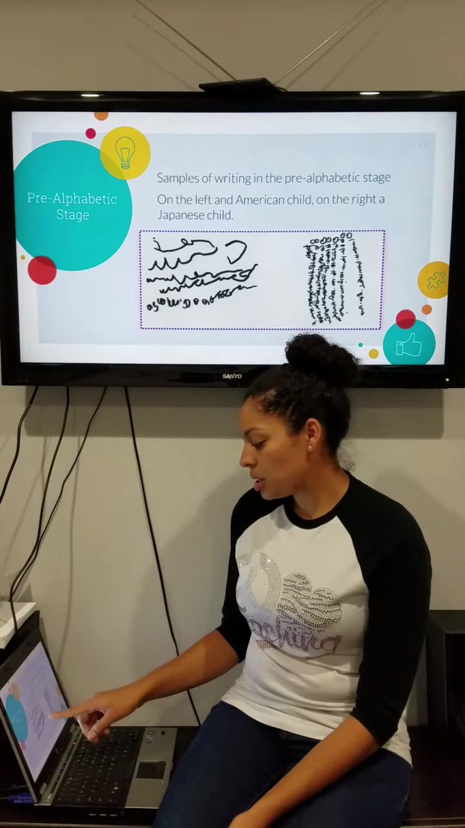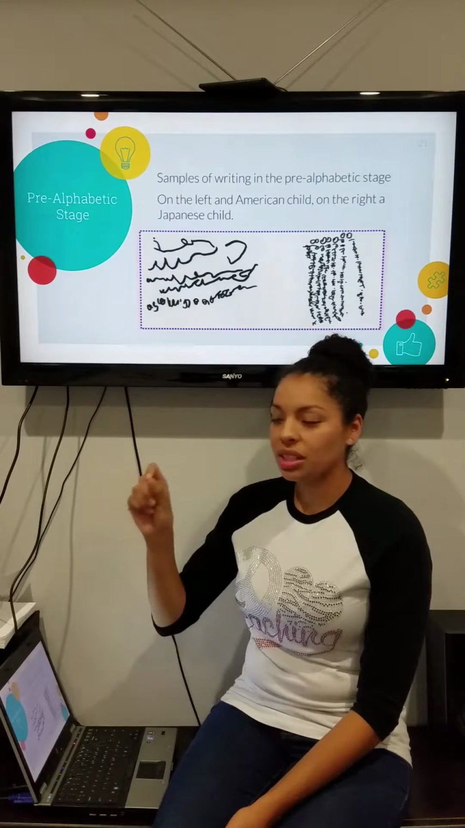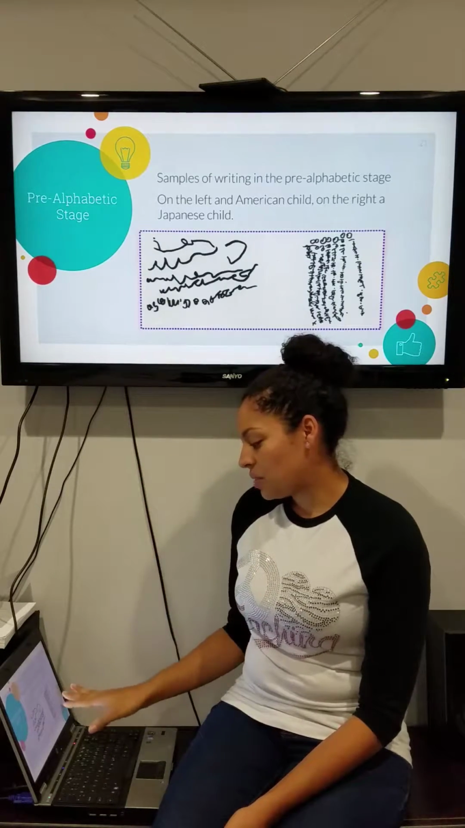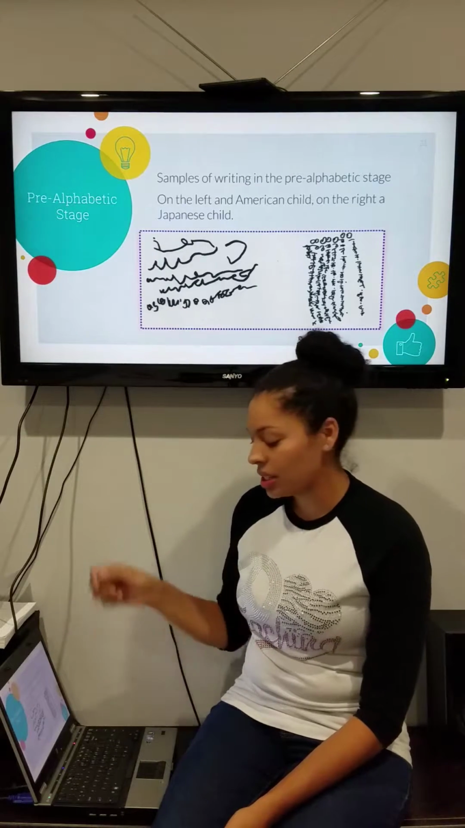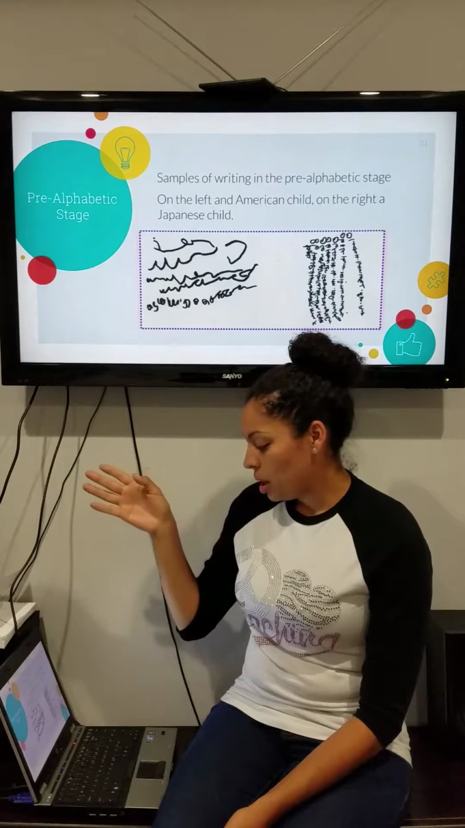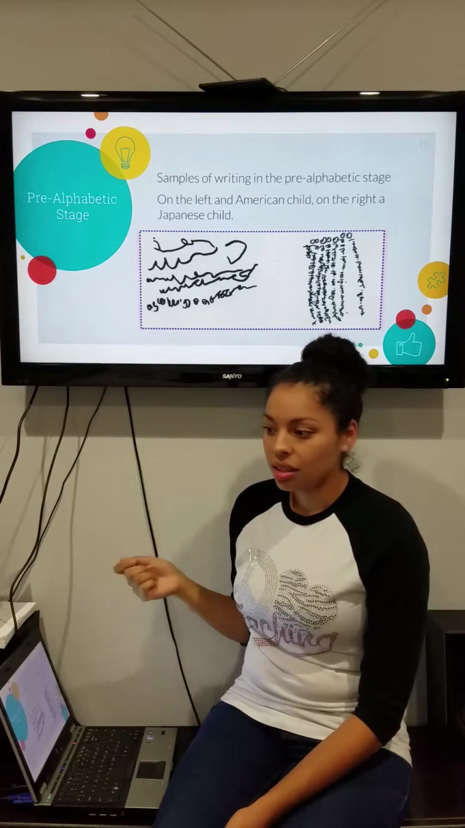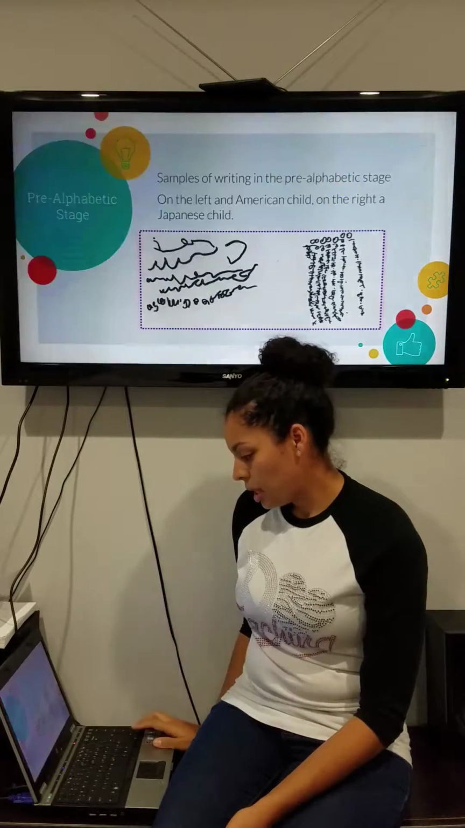So on the left, you can see a sample of an American child where they just scribbled, and you can kind of see how they're scribbling from left to right. And I found this very interesting on the right. This is a sample of a Japanese child, and you can see how he scribbled vertically, mimicking the written word in his or her language, of course.